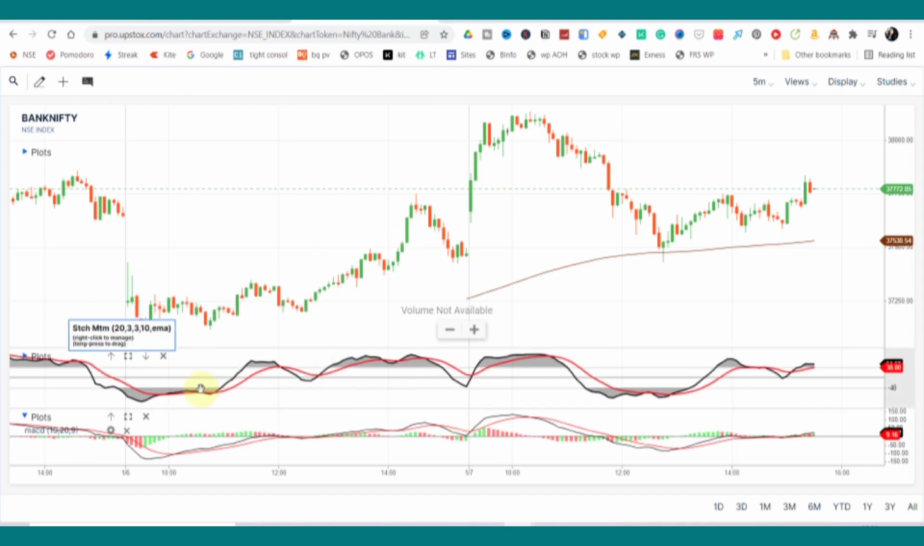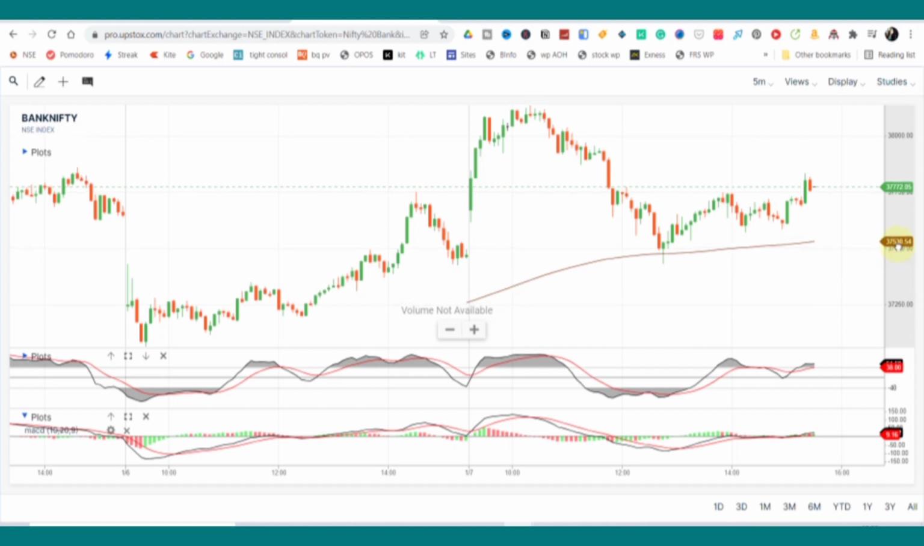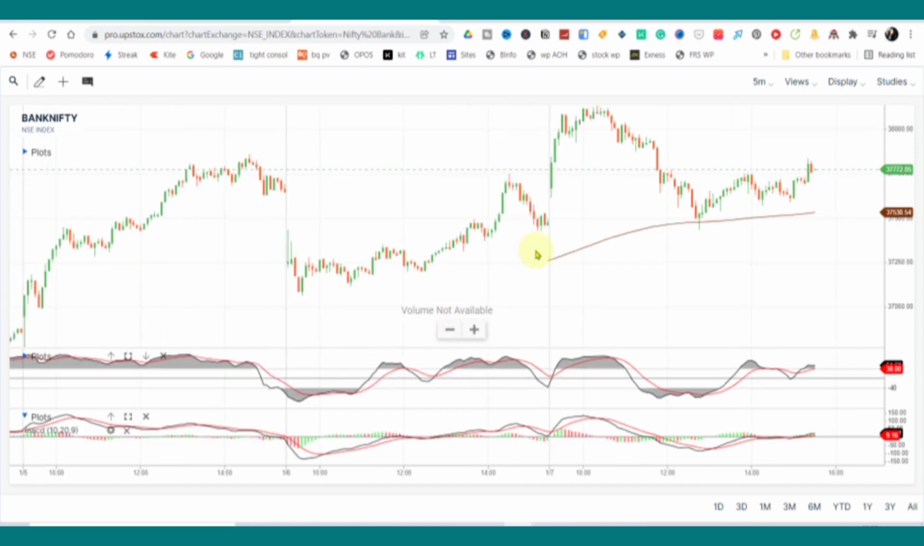So in this strategy, I've added 200 EMA, stochastic momentum indicator, and MACD, and I have tweaked it according to my levels. That is, I usually maintain 10 and 20 EMA in MACD and 20 for stochastic momentum index. Here you can use indicators alone, but if you add price action to it, it will help you confirm the entry and exit, and this will improve the accuracy of the strategy.